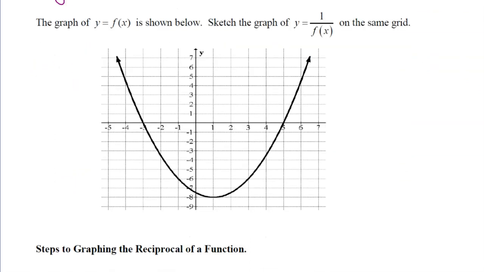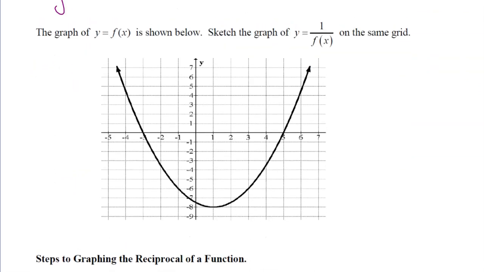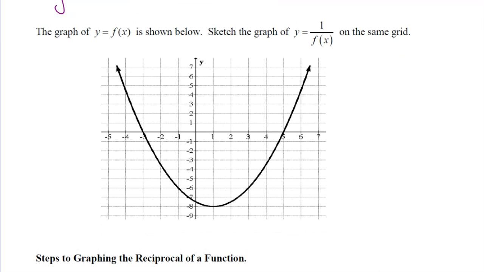Graph y equals f of x is shown below. Sketch the graph of its reciprocal. There are usually a few steps we go through here, a way of stepping through this. The first thing is to say, where the original graph is 0, we know there are going to be asymptotes.